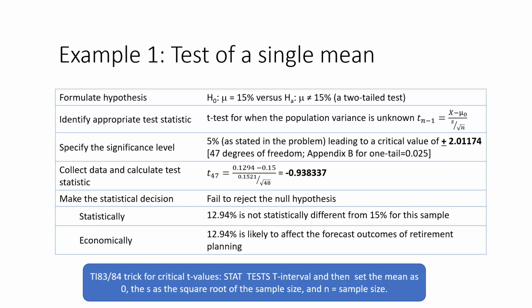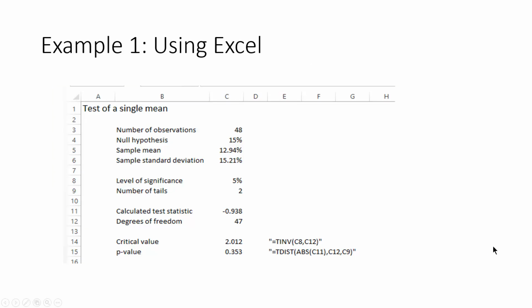Now, if you want the critical values in your TI-83 or 84, you use the t-interval and you use the mean of 0, square root of the sample size as the standard deviation, and n for the sample size. And this will produce the critical values, the plus and minus. You can do this in Excel as well. In this case, you'll see the critical value we calculate using the t-inv function, and the p-value calculated using the t-dist functions. And I would suggest that you try doing this just to make sure that you know how to execute those calculations.